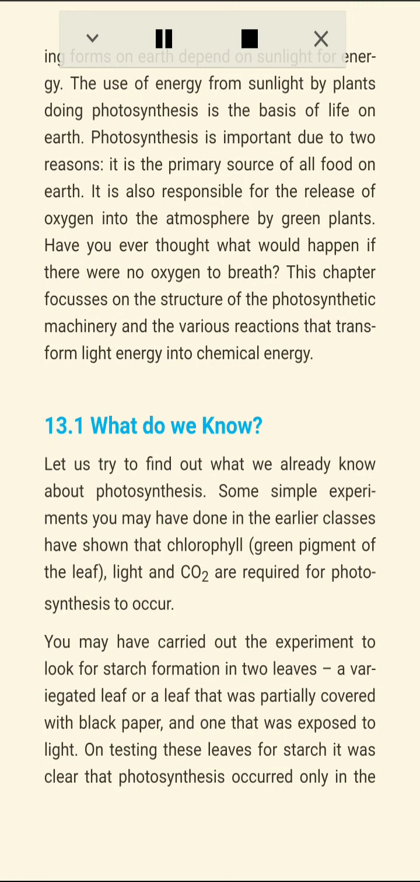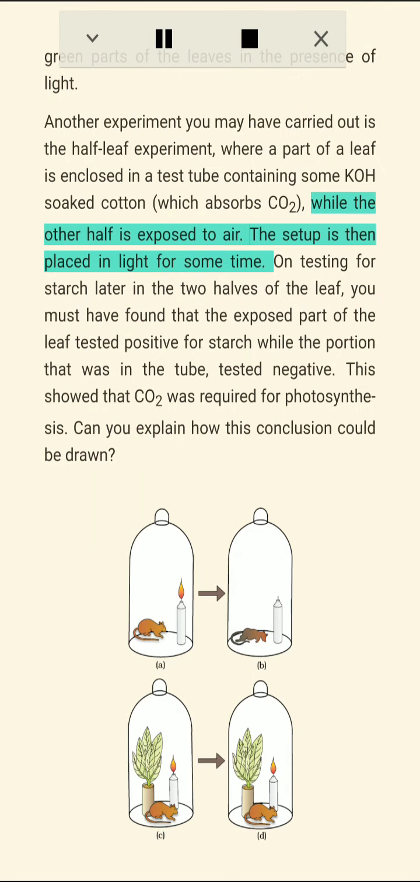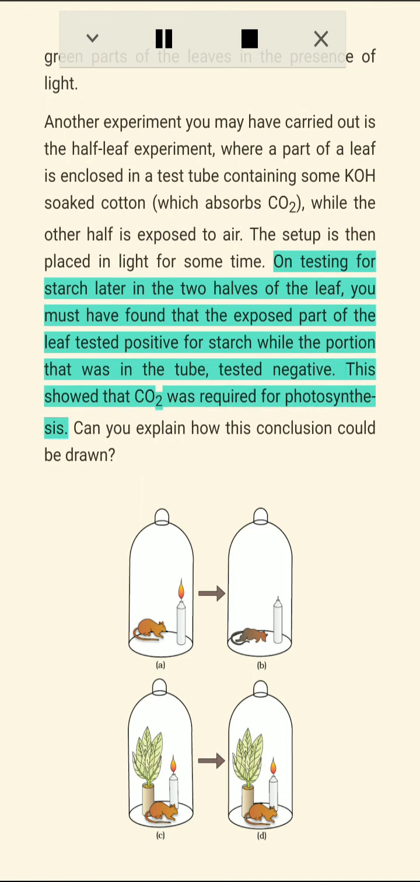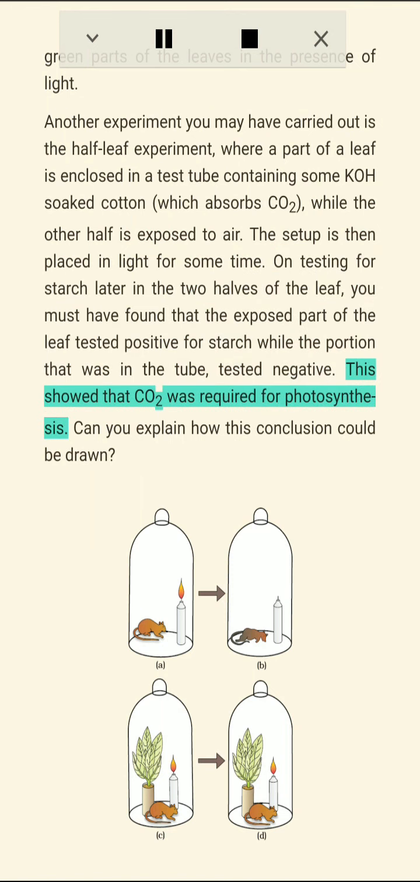Another experiment you may have carried out is the half-leaf experiment, where a part of a leaf is enclosed in a test tube containing some KOH-soaked cotton, which absorbs CO2, while the other half is exposed to air. The setup is then placed in light for some time. On testing for starch later in the two halves of the leaf, you must have found that the exposed part of the leaf tested positive for starch while the portion that was in the tube tested negative. This showed that CO2 was required for photosynthesis. Can you explain how this conclusion could be drawn?